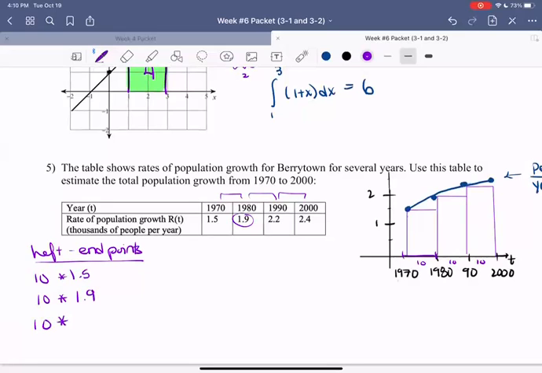My final rectangle would have a width of 10, and the height would be given by the rate of change at 1990, so that would be 2.2. We could add all these up. We'd get 15 plus 19 plus 22, and when we take the sum, we get 56. Take a look, check your work, see if you're getting 56. What would the units be here? We're multiplying years by thousands of people per year, so this would be 56,000 people.